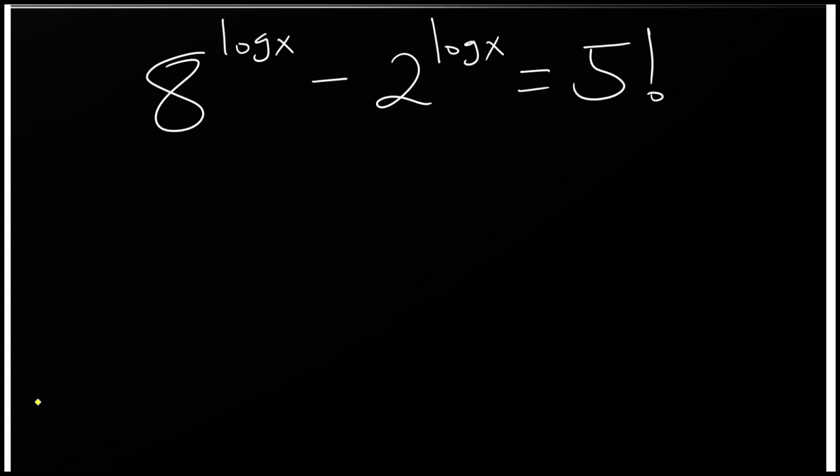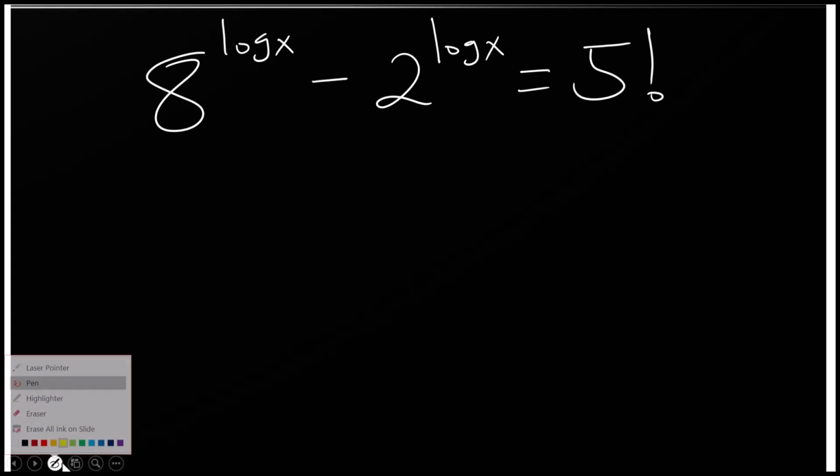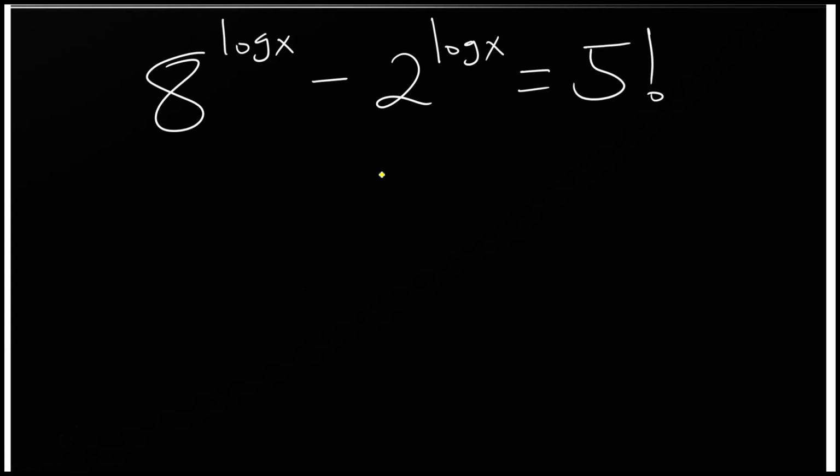Now let's solve for x here. Given 8 raised to log x minus 2 raised to log x equals 5 factorial. Okay, so let's see what to do here.